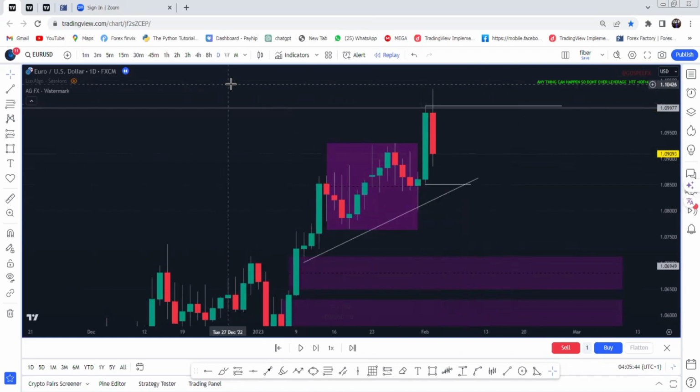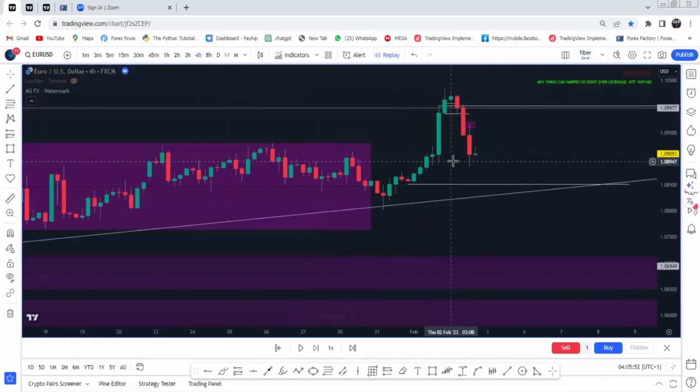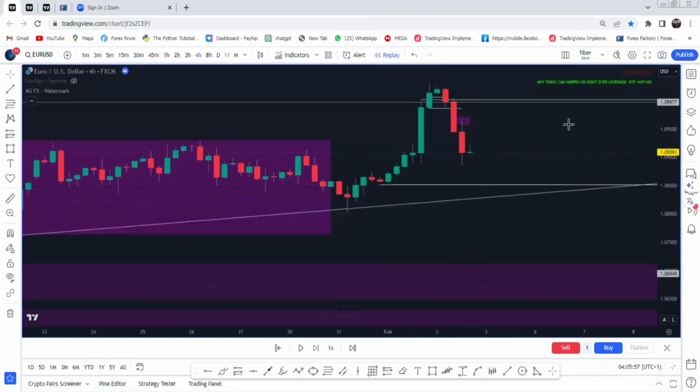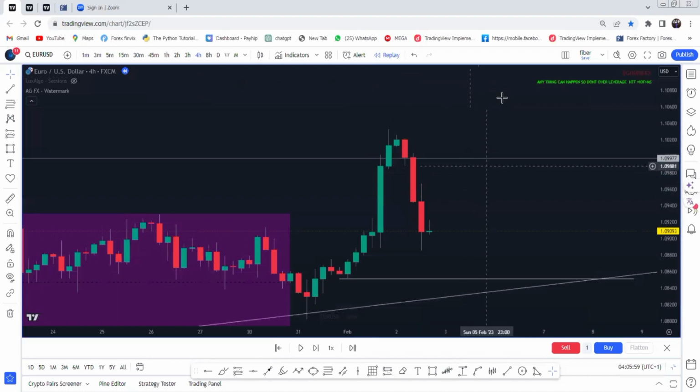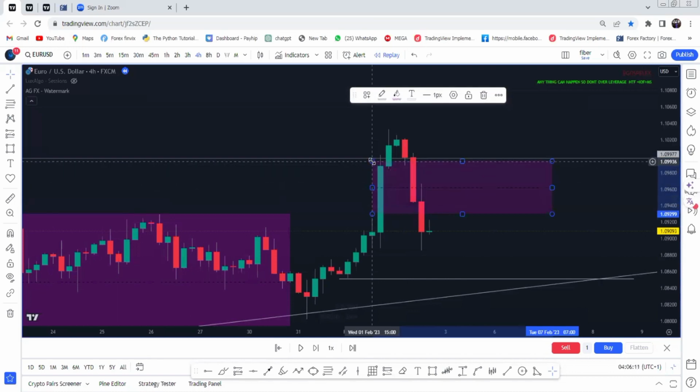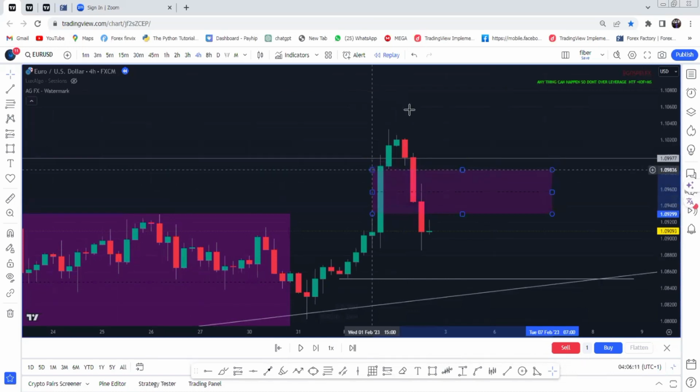Okay, so I think that's sorted out on the daily time frame. We can now move down to looking at the 4-hour time frame. We have this 4-hour fair value gap, and we'll also have this inversion fair value gap.